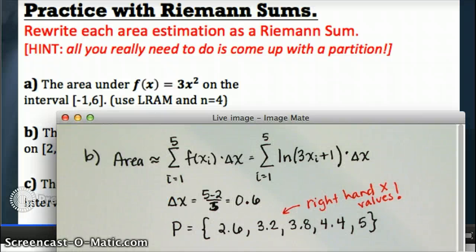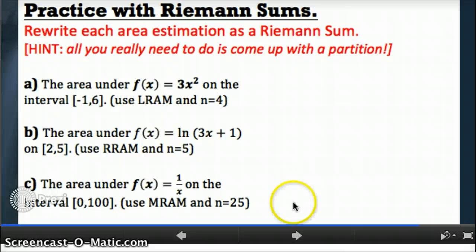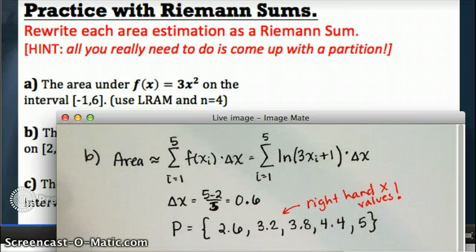B looked like this. This would have been the final sum, but the partition is part of the answer as well. And C would have been like this.